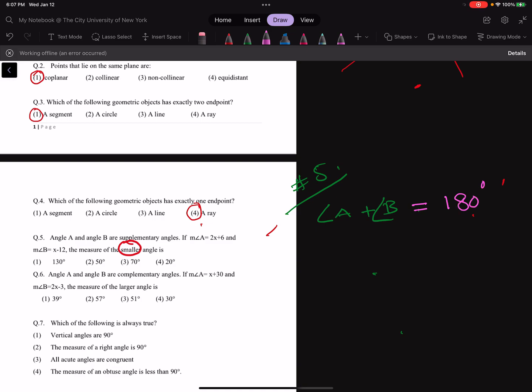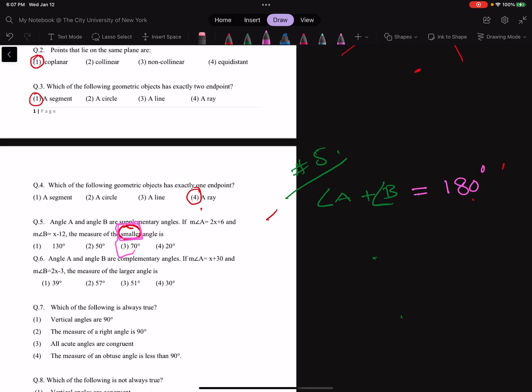Now you need to find the measure of the smaller angle. Be careful about it, a smaller angle. Don't just find the measures blindly. We don't know which one is smaller, which one is larger. First, we have to find the value of x. Instead of A, we have 2x plus 6, and instead of B, we have x minus 12. And that's equivalent to 180.